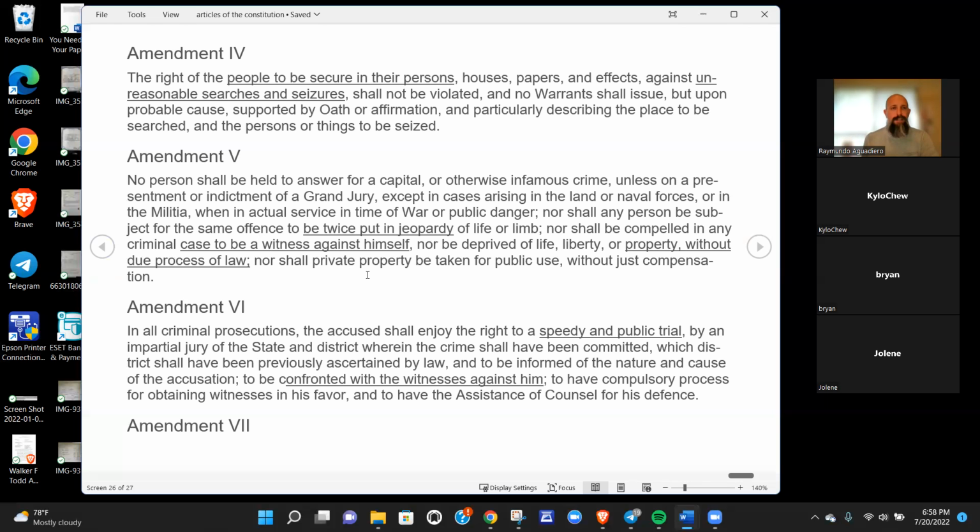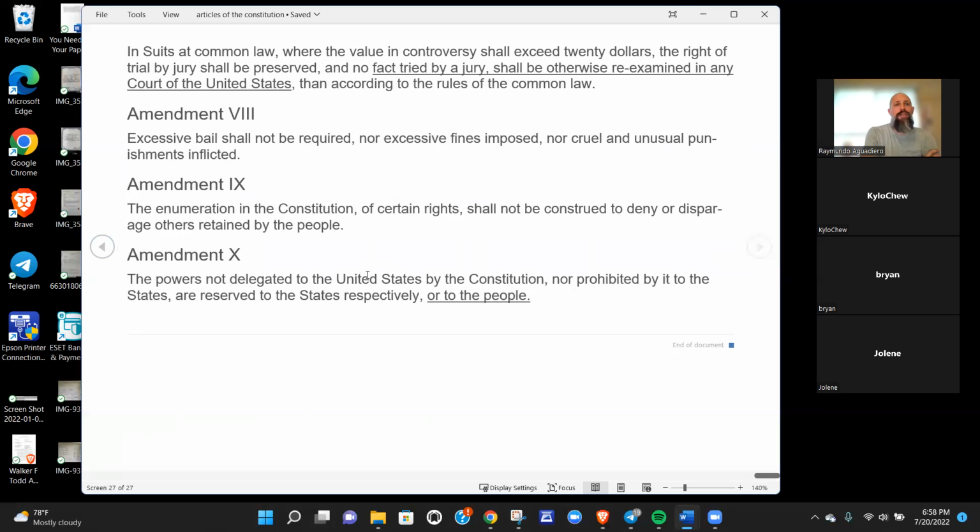All right, Amendment 7. In suits at common law where the value in controversy shall exceed $20, the right of trial by jury shall be preserved. And no fact tried by a jury shall be otherwise re-examined in any court of the United States than according to the rules of common law. So if you win a case by jury, it's over. It can't be re-examined. It can't be appealed. A higher court can't come back and say, well, let's take another look at it.